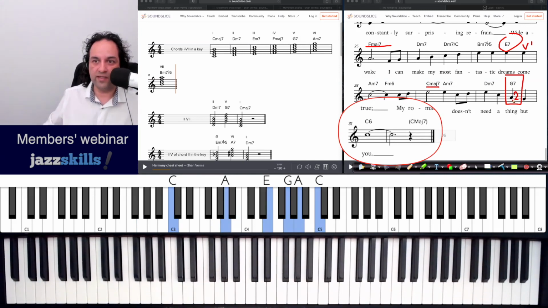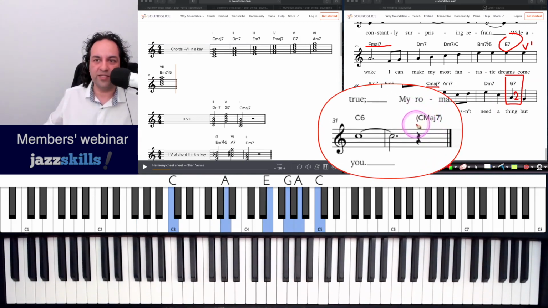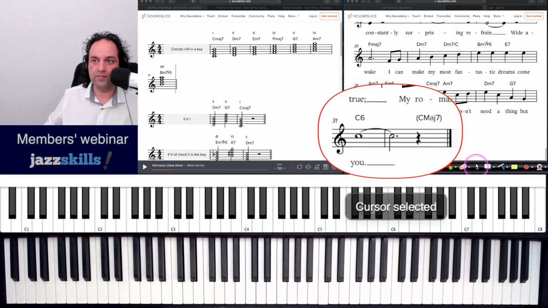And then we end on a C6. My ending on this tune ends on a C major 7, so I just put it in there as an option in brackets, right? If I play that little ending, you'll hear what I mean. Let's just play it.